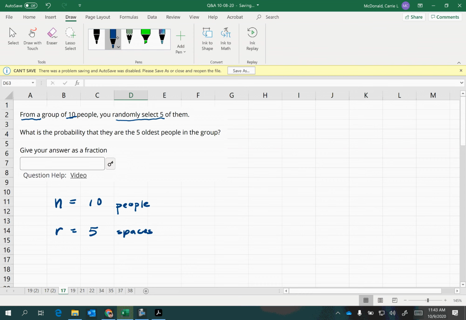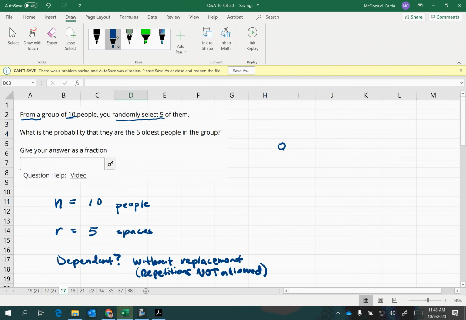And finally, are these dependent or independent trials? In other words, if it's dependent, that would mean we're doing it without replacement. Or another way of saying this is that repetitions are not allowed. Okay, so let's visualize this.